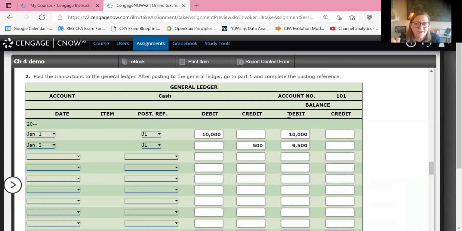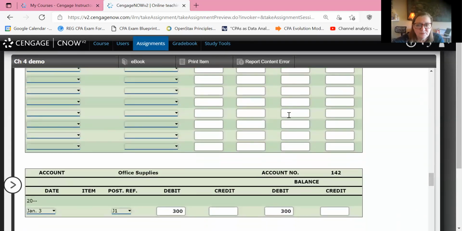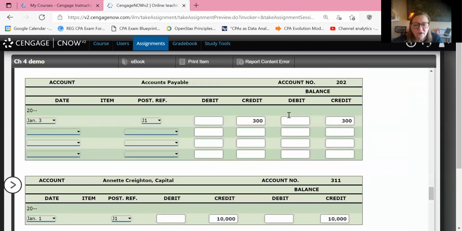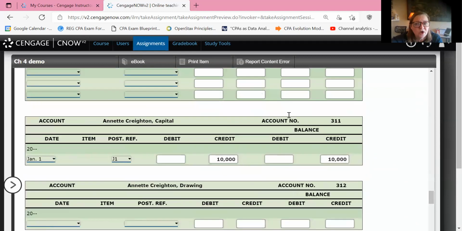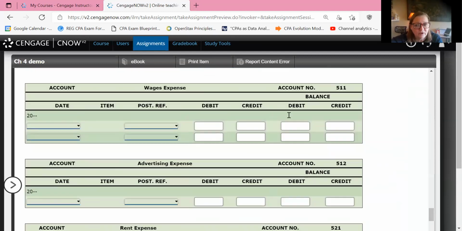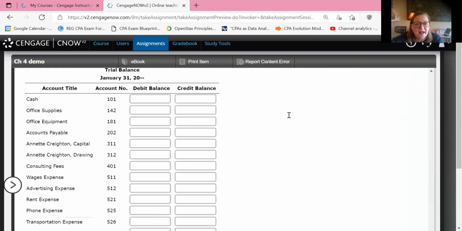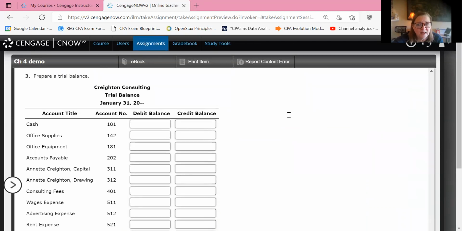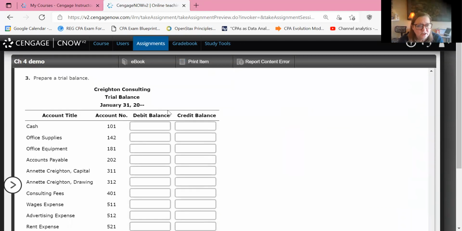And that's the amount that you're going to take to the trial balance whenever it asks you to bring forth the trial balance. So for this part, you're just posting all the entries from the journal entries to the accounts that were affected by that entry. And then you're going to pull a trial balance from the last entry. So cash is going to have a debit balance for whatever the ending balance was and nothing over in the credit balance.